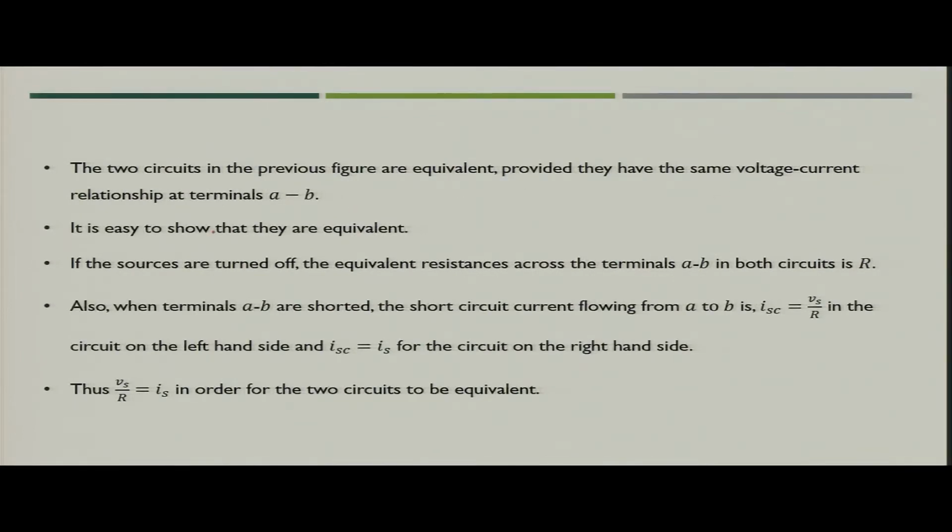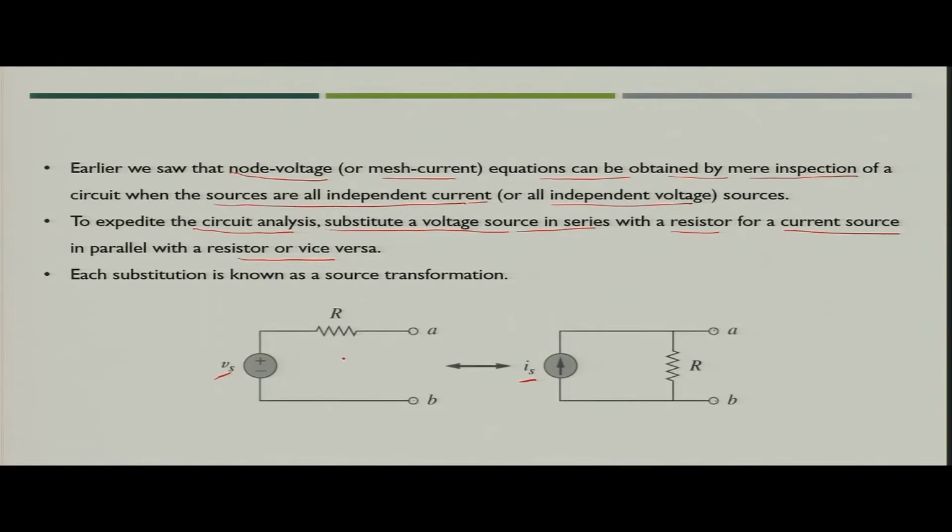Now, we know that it is very easy to show that these are equivalent. What we will do? We will first turn off the source and we will find the equivalent resistance across the terminal A B. So, if you see this circuit, switching off the source means what? Switching off the source means if you have a voltage source, you will simply make it a short circuit, and if you have a current source, you will make it an open circuit.